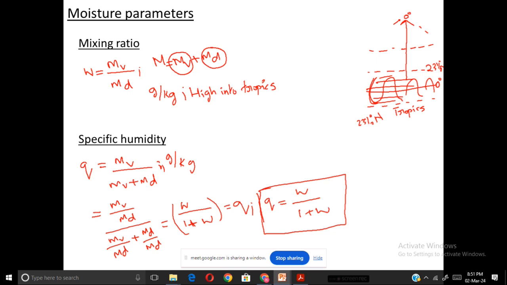The value is high in the tropics. As we go from the equatorial region to higher latitudes, the availability of moisture decreases because of the decrease in temperature, and the mixing ratio also decreases. So the highest value of mixing ratio is found in the tropics.